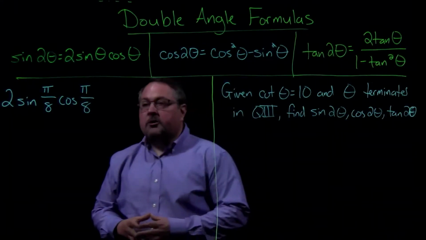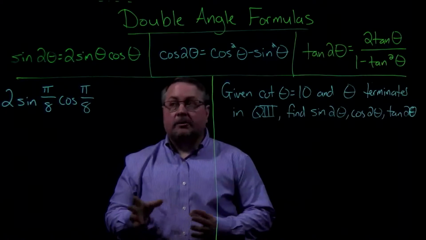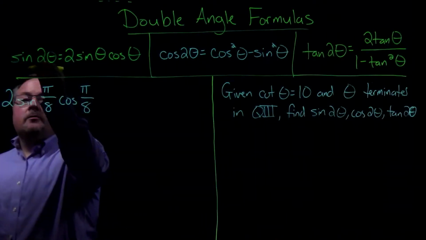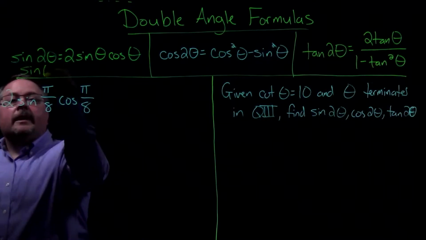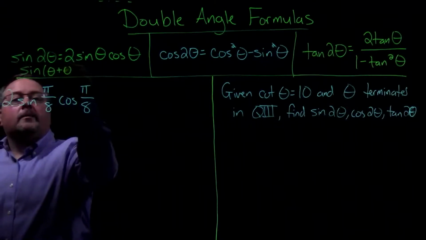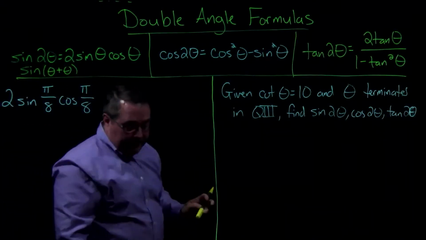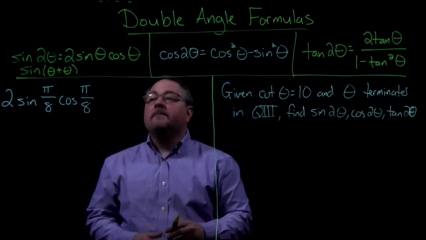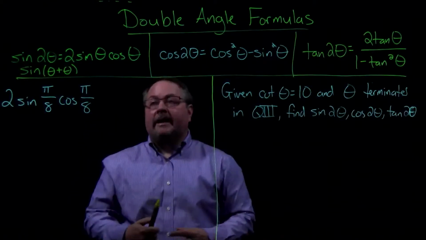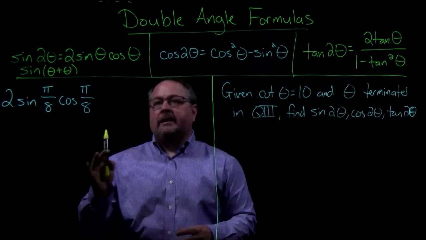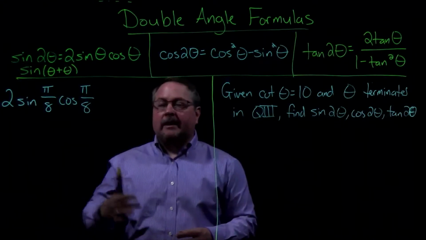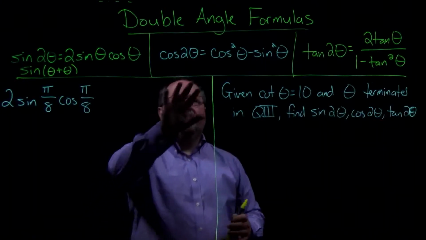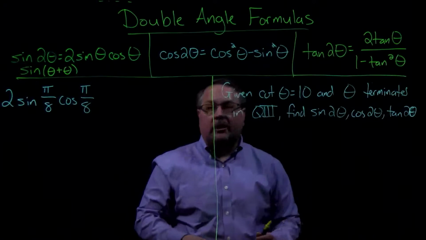And these just come from the sum formulas for sine, cosine, and tangent. So we can use the fact that the sine of 2 theta is the same thing as the sine of theta plus theta. Really, we're just adding theta to itself, so we can use a sum formula. And when we expand it out, we're going to get sine theta times cosine theta plus sine theta times cosine theta, which is 2 sine theta cosine theta. Similar for cosine and for tangent.